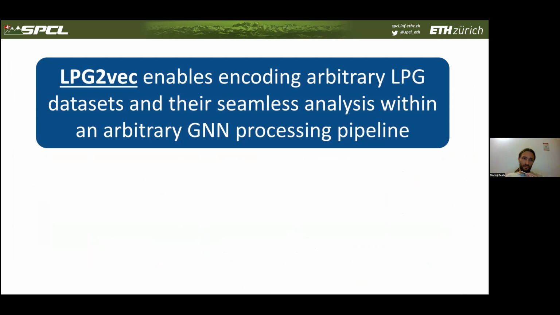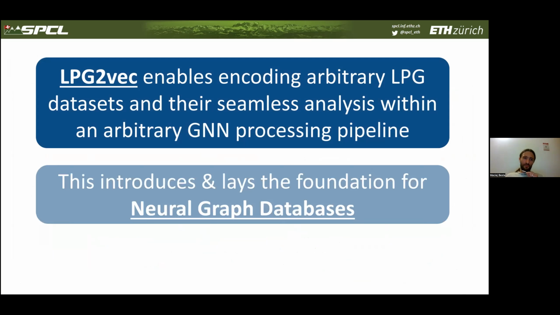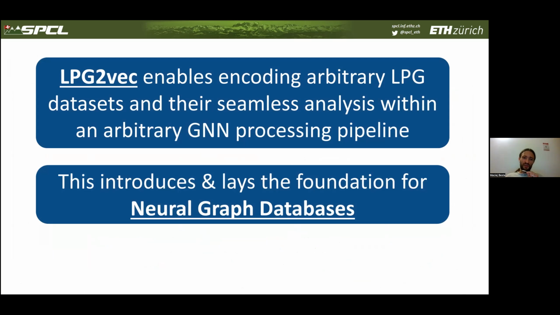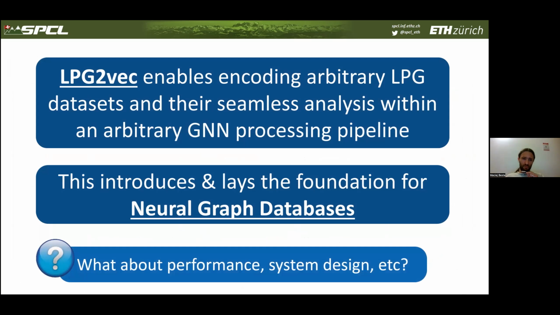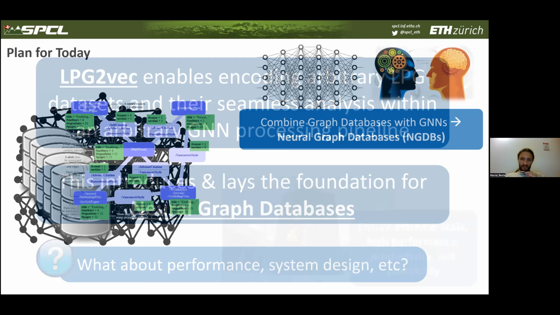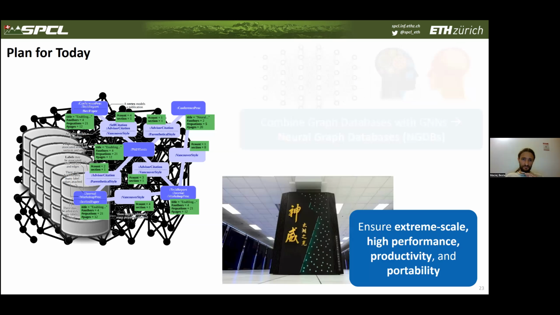So LPG2VEC is our main outcome here, an encoder for enabling feeding arbitrary LPG graph datasets into different GNN processing pipelines, which really establishes the foundations, the very first step towards something we call neural graph databases. But what about the performance, system design, all these other things, right? And for this, let's have a look at a very brief summary of our other recent science in this domain.